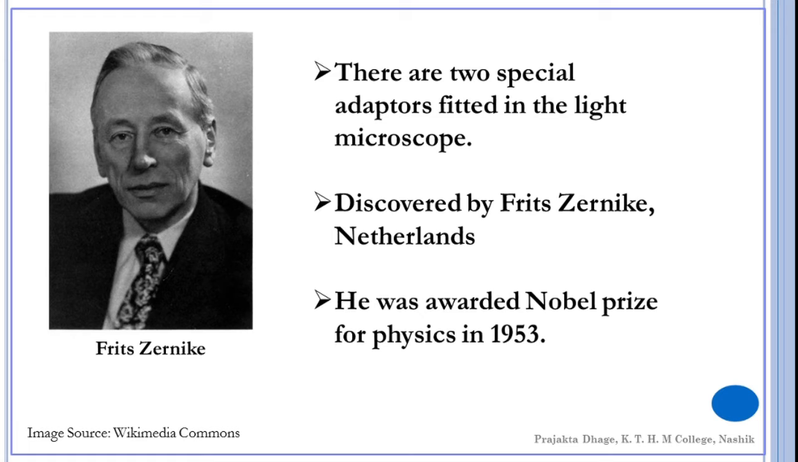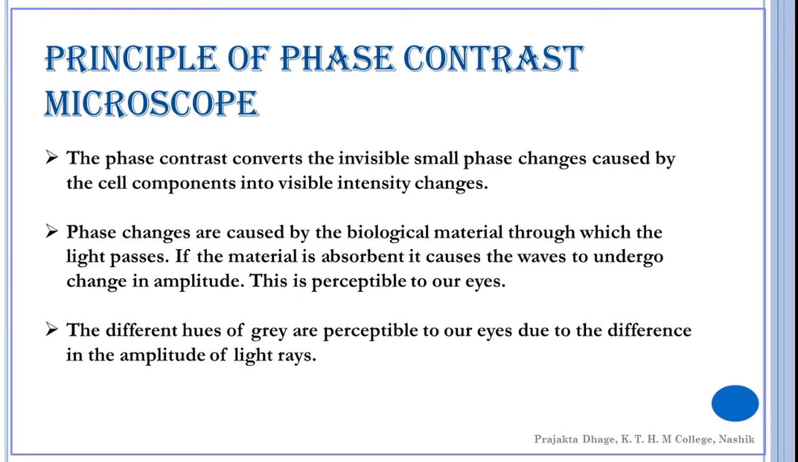Now let's see what is the principle of phase contrast microscope. So it basically converts the invisible small phase changes caused by the cell components which differ in their densities into the visible intensity changes. So it is going to convert the invisible small phase changes into the visible intensity changes. Okay. The phase changes are caused by the biological material through which the light passes.